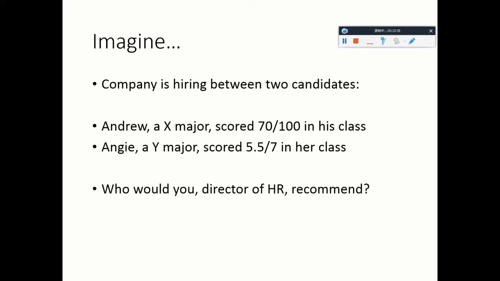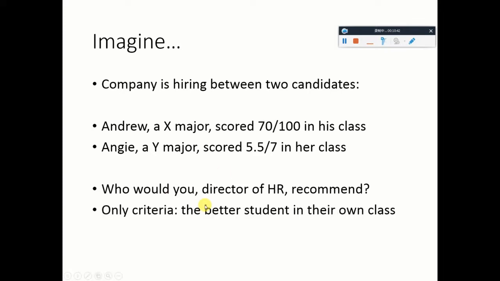Andrew or Angie? And the only criterion is who's the better student in their own class. Okay, we don't consider extracurricular activities. We don't consider who's a better leader, whatever, right? So we're only looking at their scores in their class, and whoever is better will be recommended. What would you say, Andrew or Angie? That's an interesting question, right?